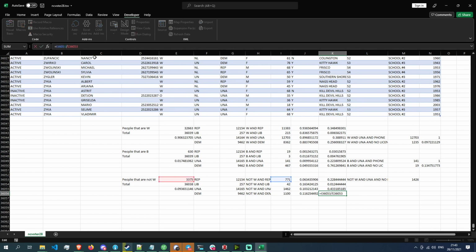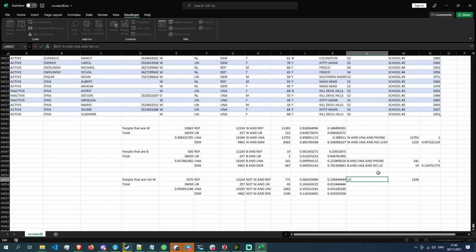And let's go with our last one. 32.6% of the people that are Democratic are not white. No, 2% of the people that are not white are Democratic. Okay.